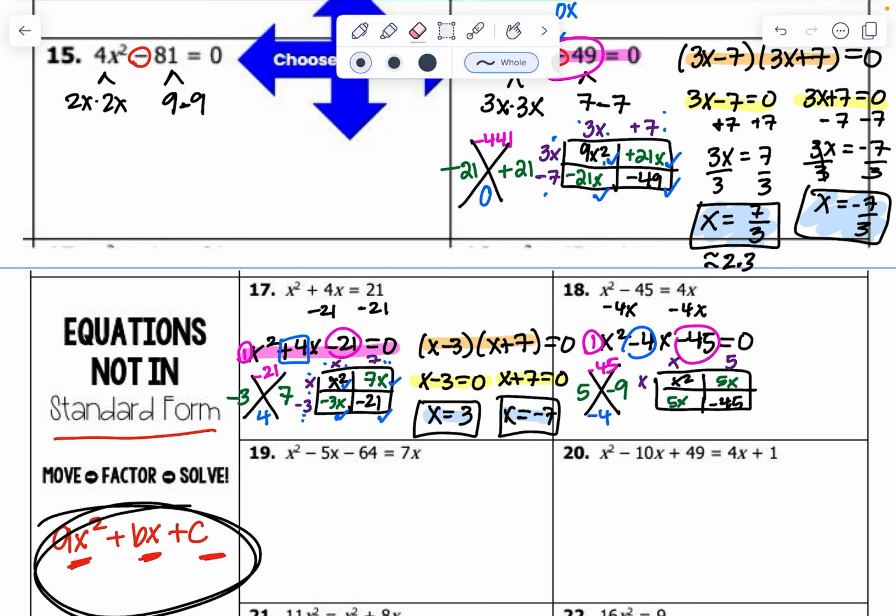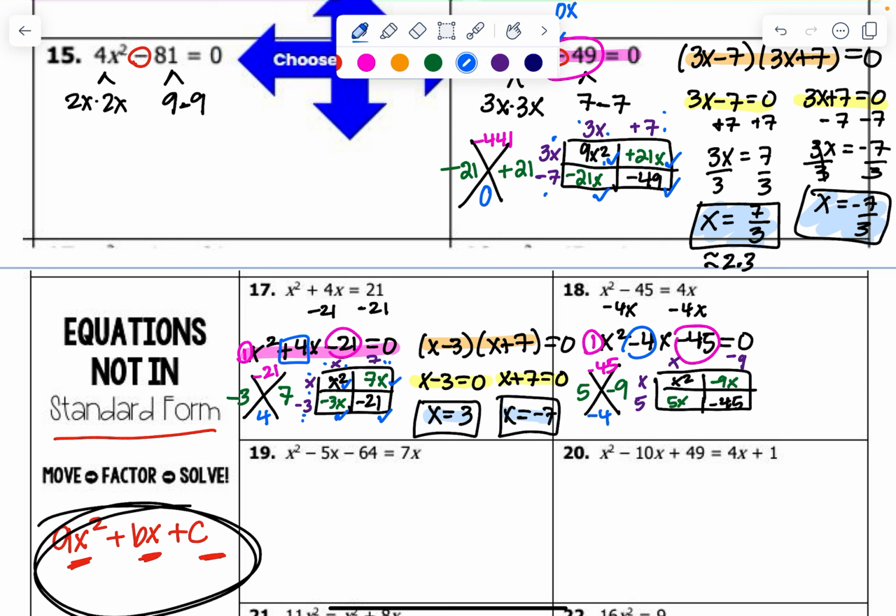Oh, I spy with my little eye a mistake. This one should have been, sorry, 5 and negative 9x. So when I factor the GCF out, 9, 18, 27, 36, 45, yeah, 9 goes into 45, so that would be negative 9, sorry. 5x and negative 45 is 5.